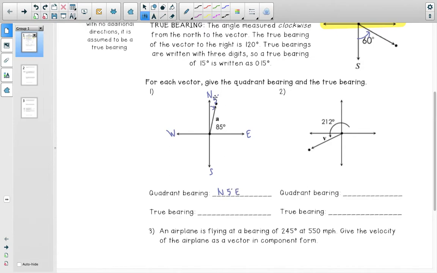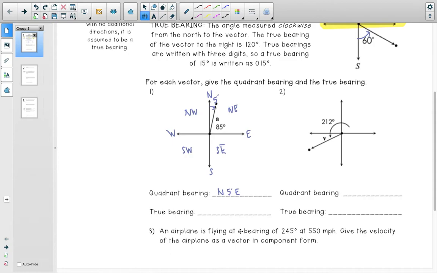Basically, if it's in this quadrant, you're using north and east. If it's in this quadrant, you're using north and west. For the bottom quadrants, southwest and southeast. That's just the order. You'll write north or south, depending on what pole it's coming off of, and then whether it's going east or west.